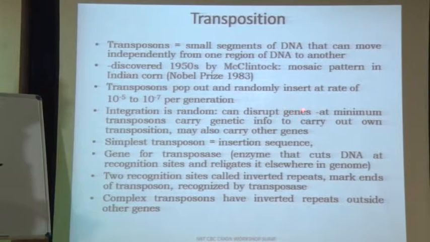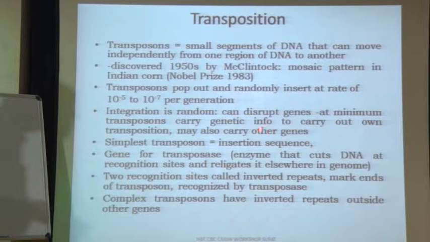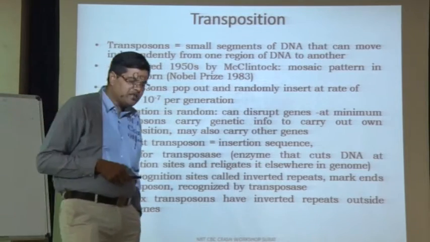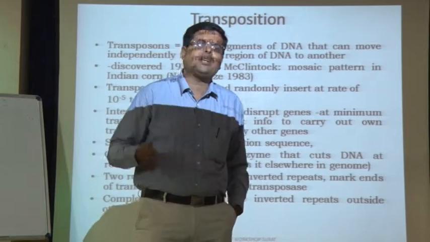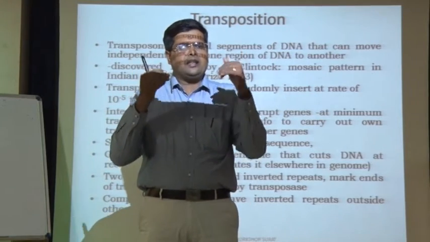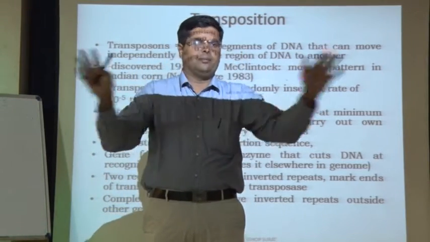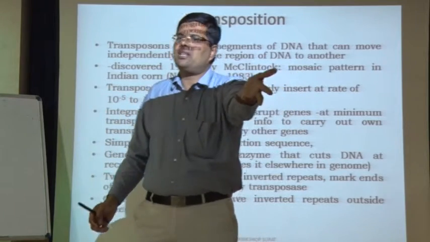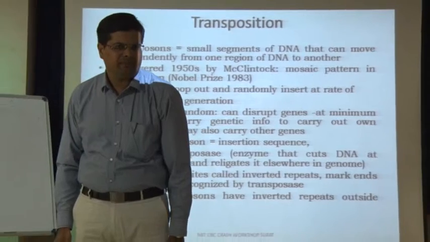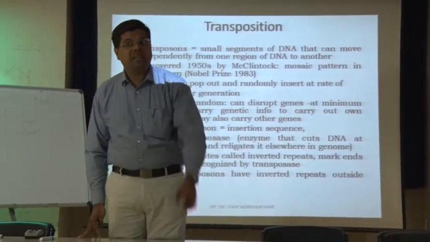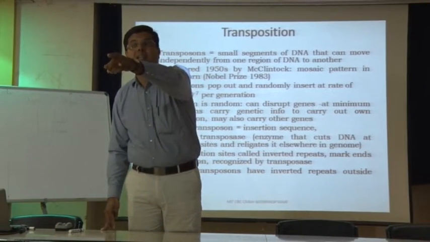It can disrupt the genes at a minimum. Transposons carry the genetic information to carry out their own transposition, and they may also carry other genes. So on this basis there are two different kinds of transposons we will discuss. One is the simple transposon, which carries the genes of its own transfer, that's all. When it gets inserted into the target DNA, it will not confer any additional property to that DNA. Are you getting it? So these kinds of transposons are also known as selfish DNA.